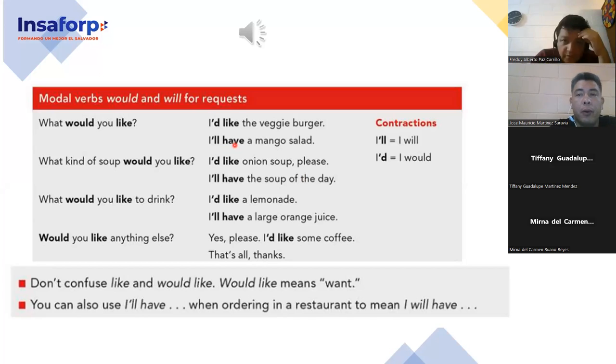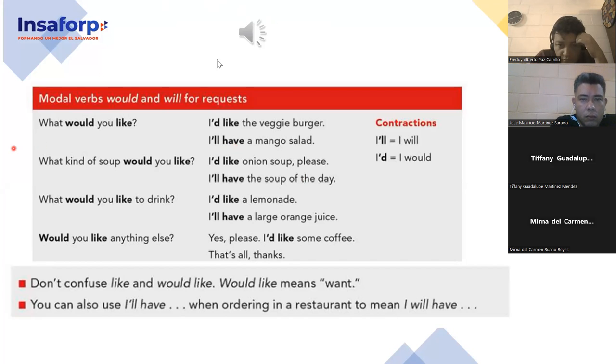Basically, that's the way we have it here. Maybe sometimes we can have I like, but that's in another context. Here we are working with ordering food. So that means that's the way we have it. So you can say, I'd like, I'll have, when it comes to ordering food.